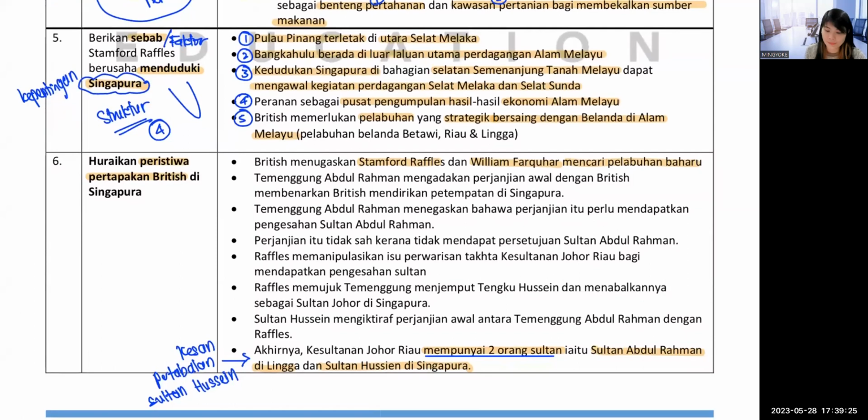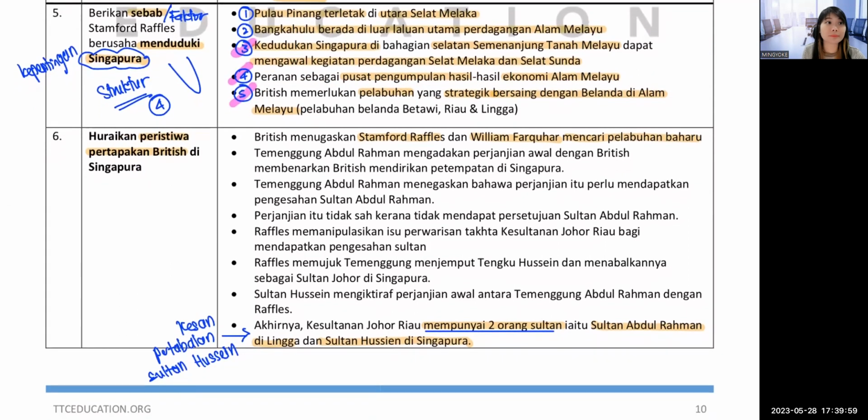Then continue on. They also use Singapore as a collection point for all the economic resources. And last, Singapore is strategically located to compete with Belanda in Alam Melayu. So the main answer, guys, you need to know is 1, 2, 3. This is the main answer. And then this 2 is extra. In case they only give you 2 marks, the best is these 3 answers. The best answers, I mean.